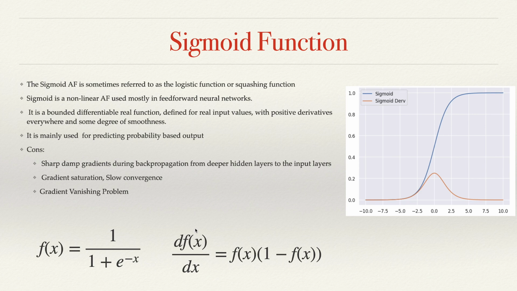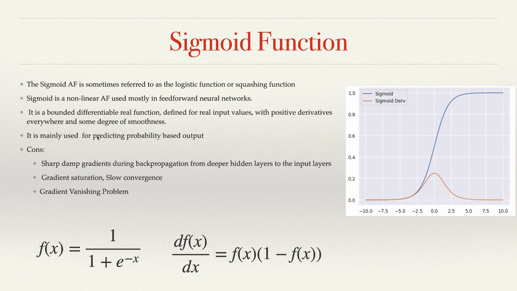Another good feature of the sigmoid is that it has an easy first derivative that we can use in backpropagation, as we have seen in the backpropagation lecture. So it's mainly used to predict probability. It can be used as an output layer and as a hidden layer, which means as an output neuron and as a hidden neuron.